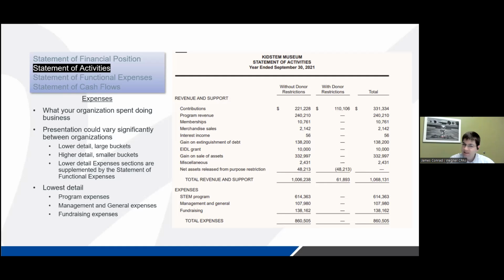In your very lowest detail, you're going to have three big buckets: program expenses, management and general expenses, also known as admin. I use the term pretty interchangeably. If I say admin, I'm meaning this section. And then fundraising expenses, the expenses that you spend on your big gala or something to that effect.